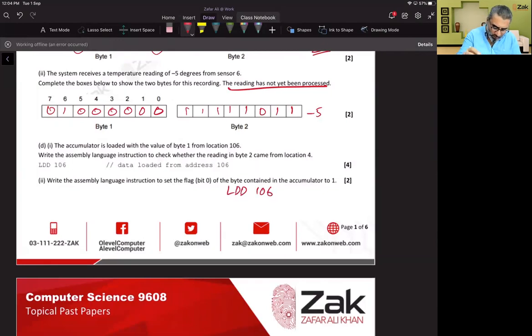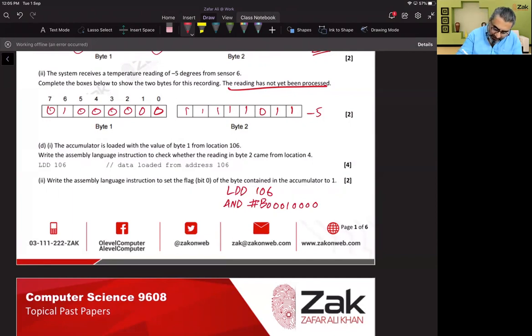All right, load 106. Write the assembly language instruction to check whether the reading in byte 2 came from location 4. Bits 0, 1, 2, 3, so this will be ANDed. For checking, it is always AND. Then remember, the bit mask is in binary form, for bit 4. So 0, 1, 2, 3, 4, 5, 6, 7. This would be your bit mask.